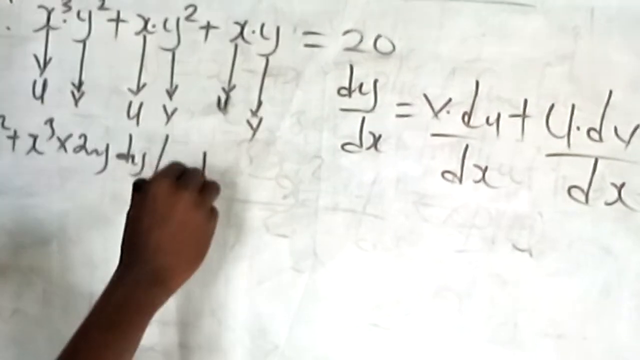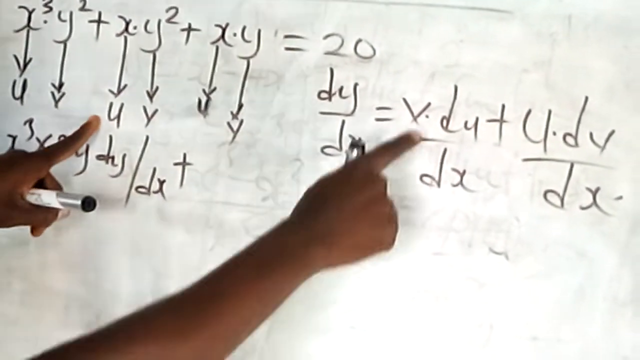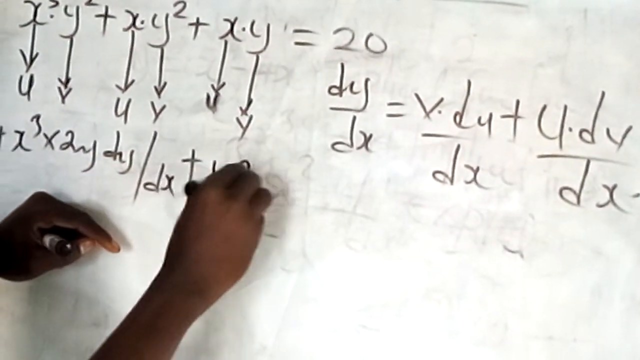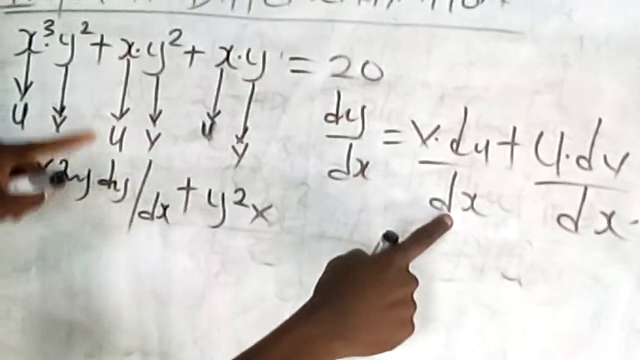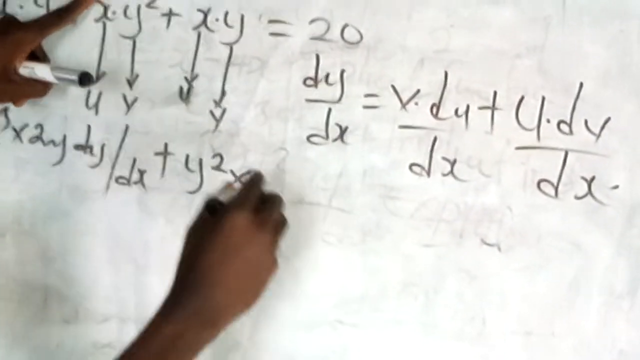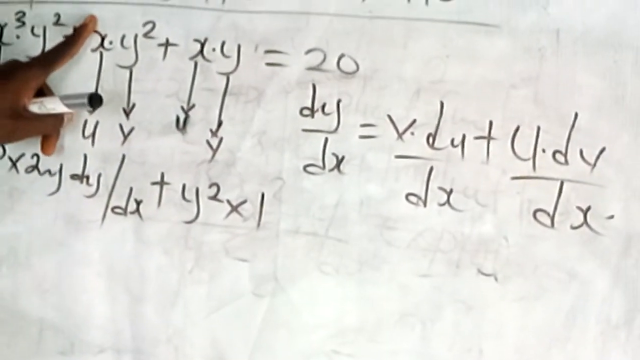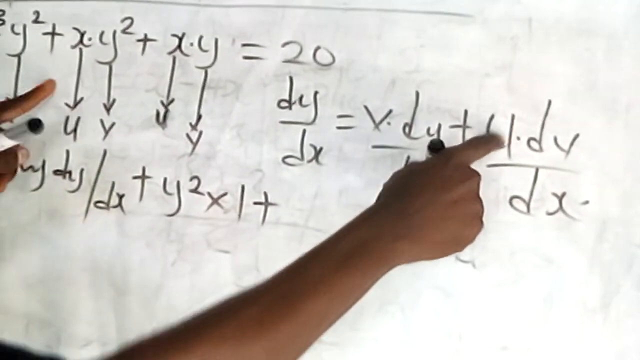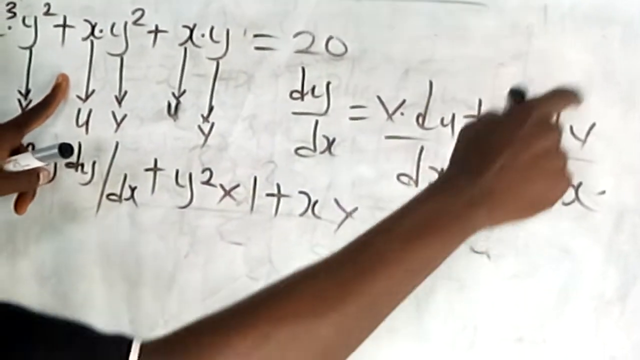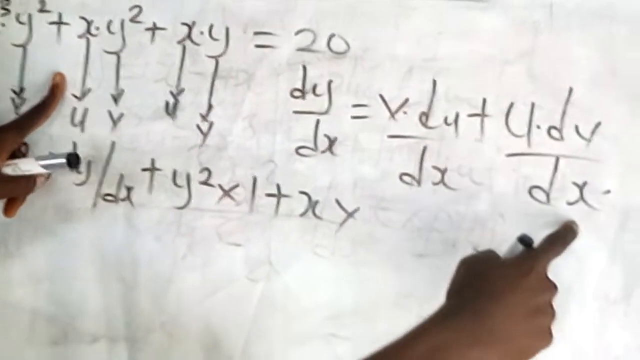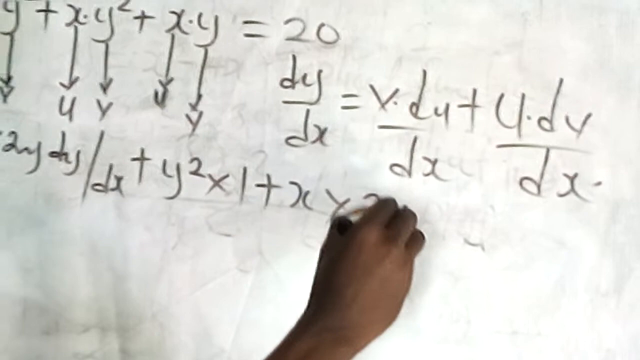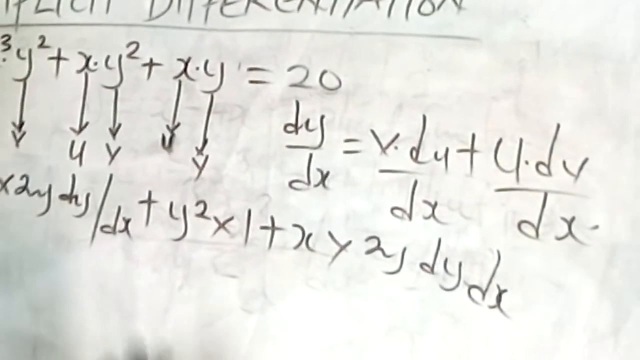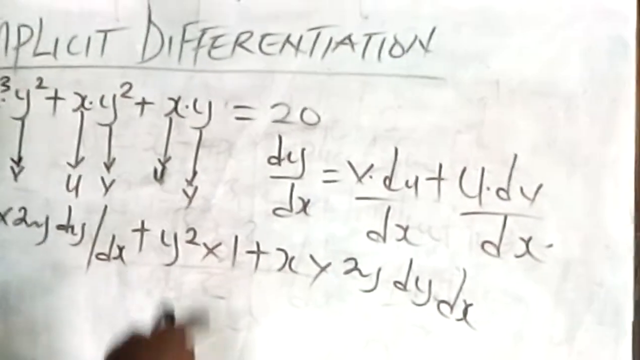So go to the next one, plus. For this, you are still using this rule. v is what? v is y squared times du/dx. If you differentiate x, you get 1. Plus u is what? u is x times dv/dx, which is this, you get 2y, but you multiply by dy/dx. We are done with this. We move to this.